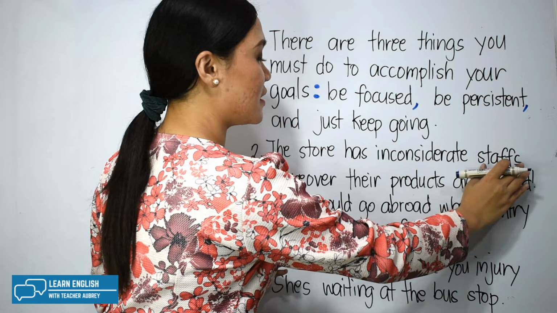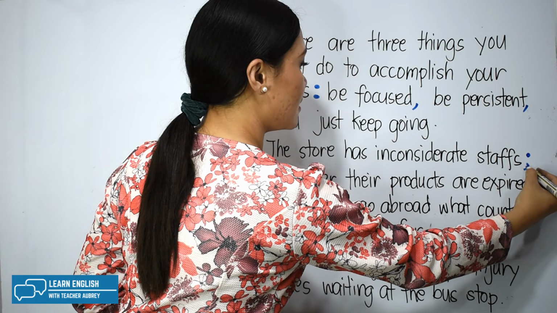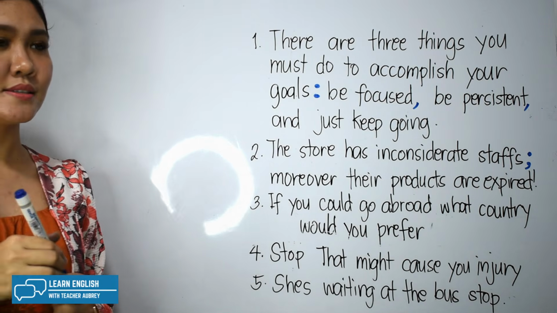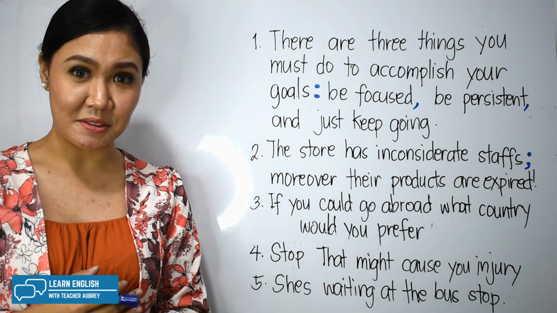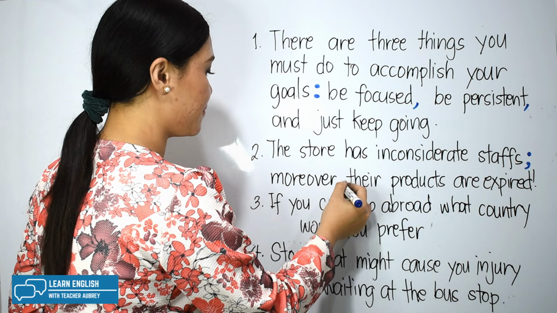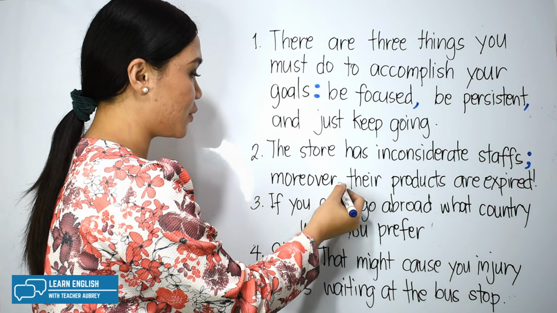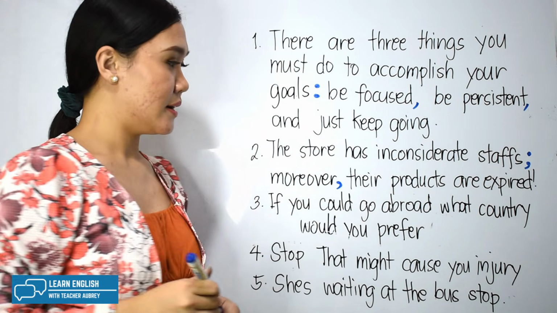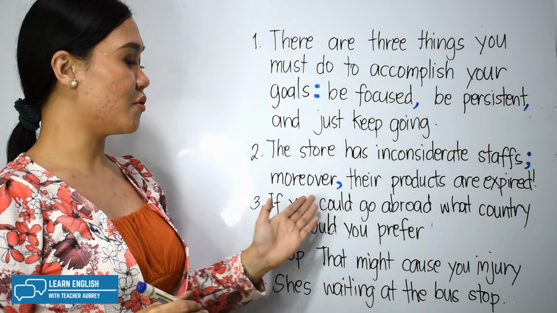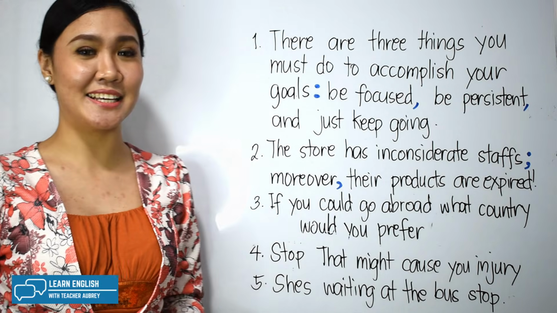After this first independent clause, gagamit tayo ng semicolon dahil may karugtong siya na isang statement na kaugnay niya rin. Pero gumamit tayo rito ng conjunctive adverb. Gumamit tayo rito ng word na moreover, and then after that, we need to add comma. The store has inconsiderate staffs. Moreover, their products are expired. With apostrophe. Gigil na gigil siya.